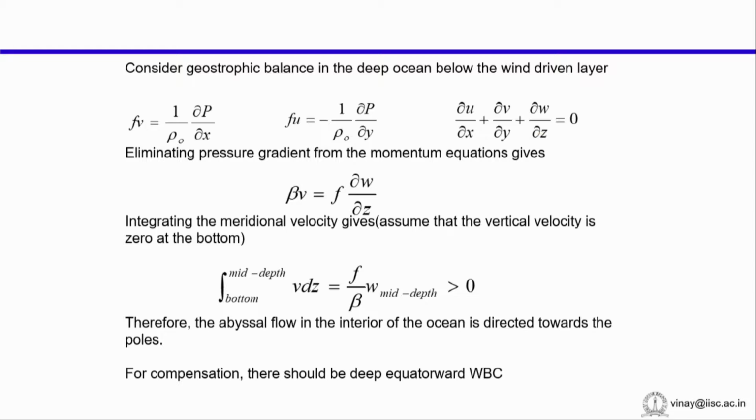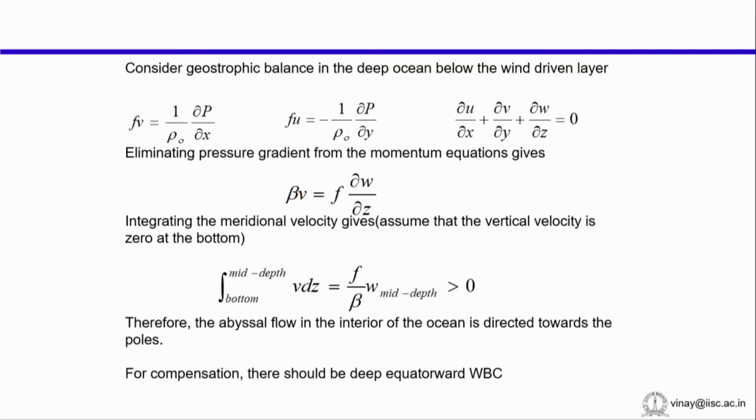It is possible to eliminate the pressure gradient from the first 2 equations. What needs to be done is to differentiate the first equation with respect to y and the second equation with respect to x and add the 2 resulting equations. Then use the continuity equation. When we differentiate the first 2 equations and add them, you get the first 2 terms of the continuity equation. If you substitute what you get after the differentiation and summation into the continuity equation, then you will get this equation, which states that beta v is equal to f del w by del z.